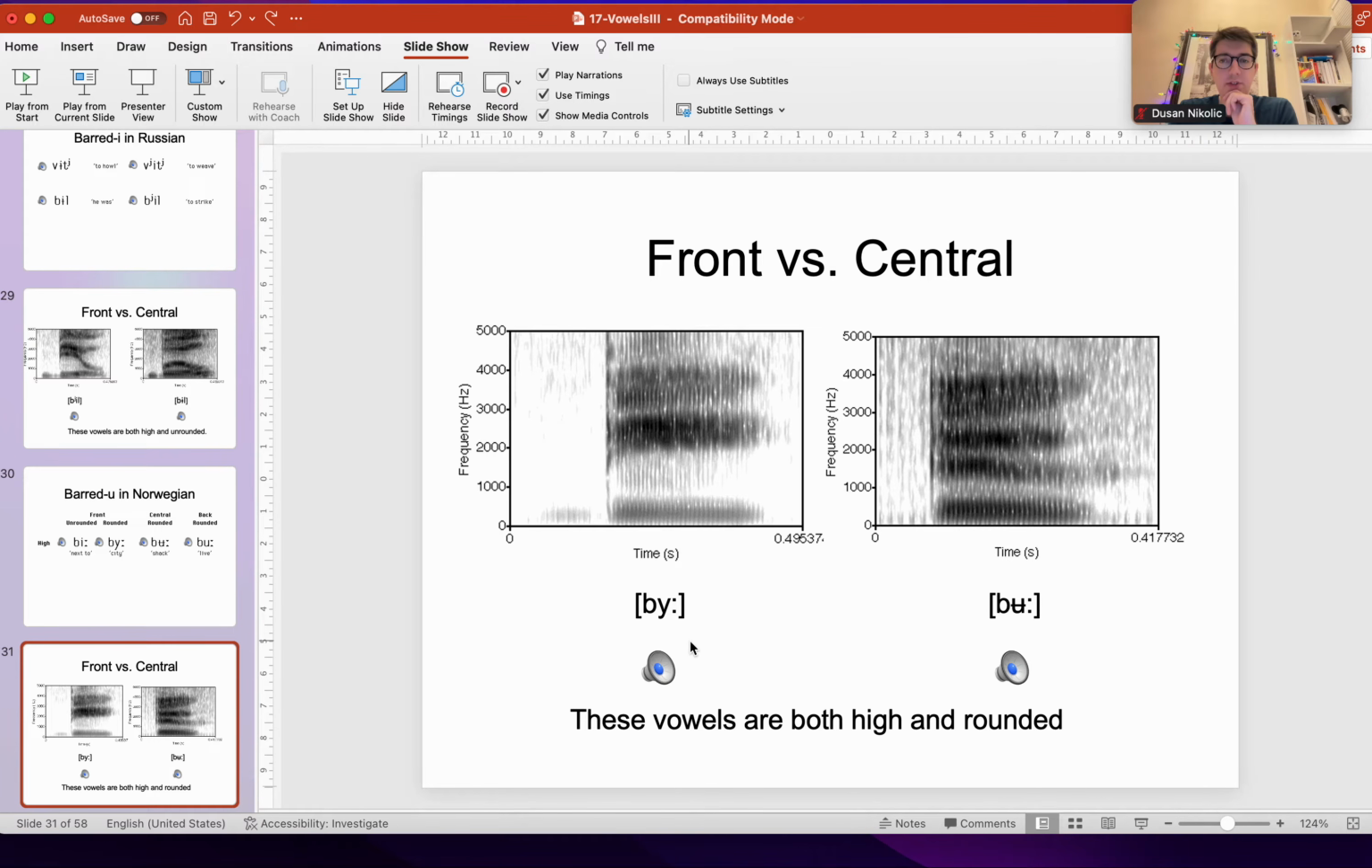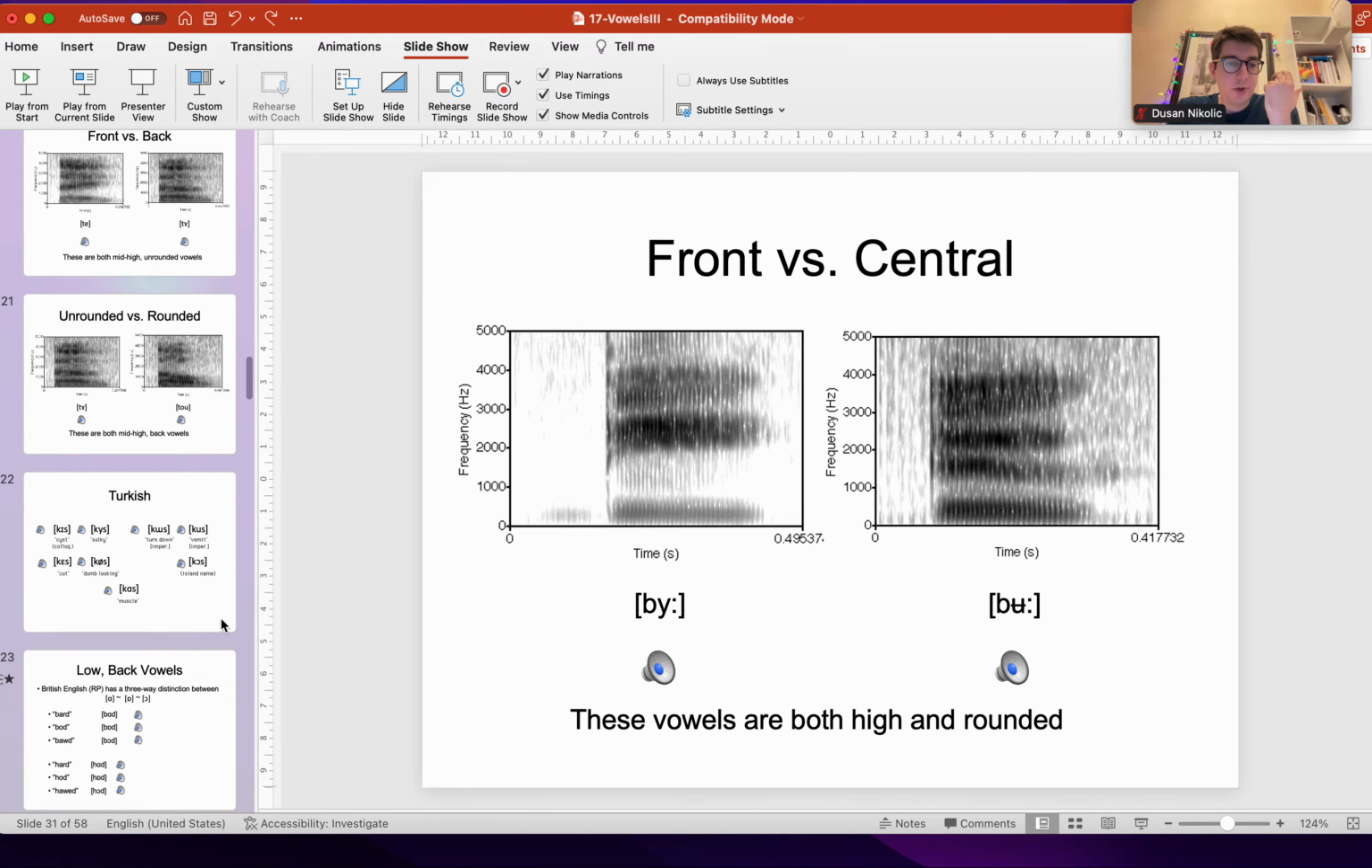The front versus central vowels distinction on the spectrogram looks like this. Or actually E, right? And this one would be a little bit towards, even backer, right? And you can see that F2 and F3 are lowered, right? They're low in their position.